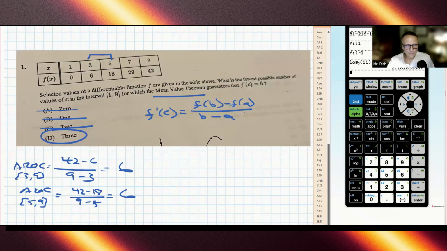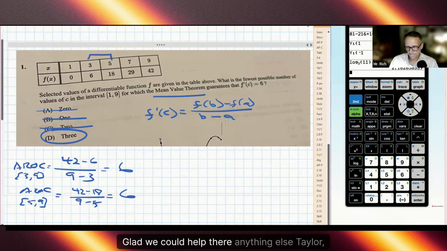You are welcome. Glad we could help there. Anything else, Taylor, that you want to go over? We've got time here for some AP Calc.